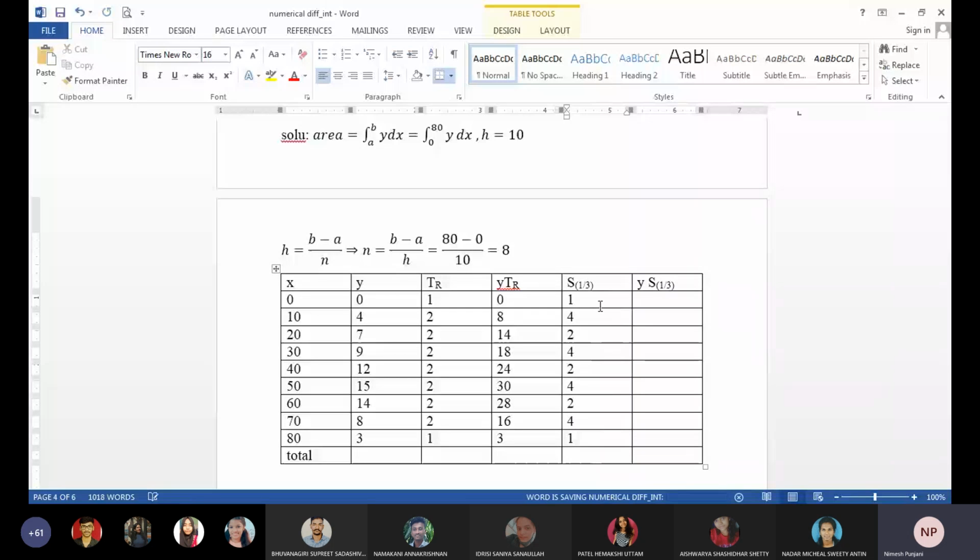Right, now this is correct. S 1/3 is 1, 4, 2, 4, 2, 4, 2, and then 4, 1. So y into S 1/3. See, sometimes you can say, okay, it is my bad habit or whatever. Sometimes purposely I do it because I want to see, and in online that is important.